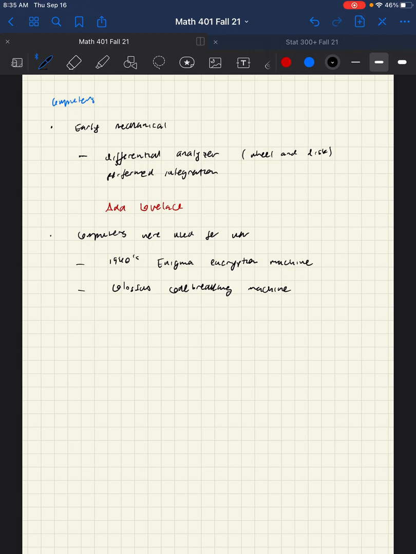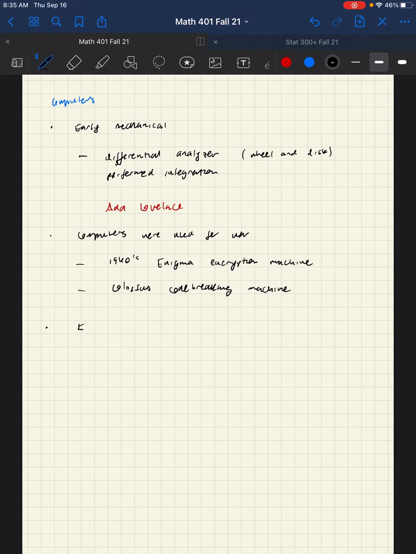For instance, in the Pacific Front, or the Pacific Theater, I should say, Navajo speakers were used to code break. So they allowed Allied forces to de-encrypt messages passed from the Japanese military leadership to the front lines.